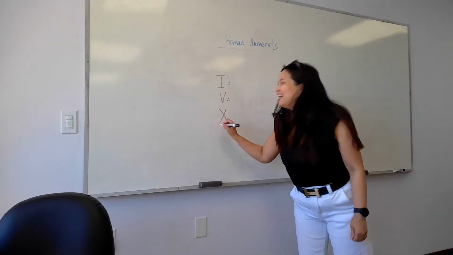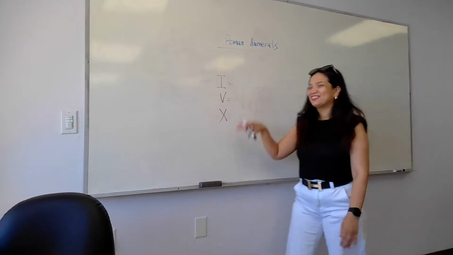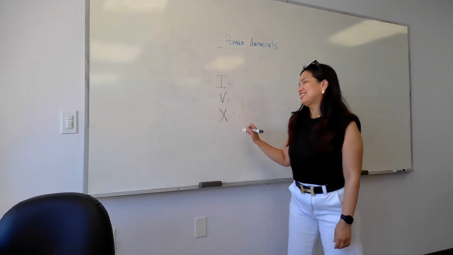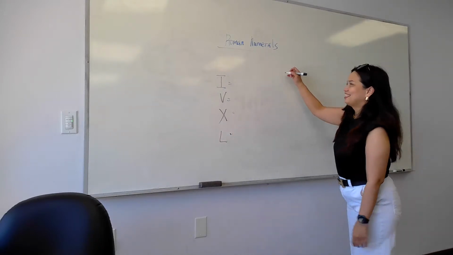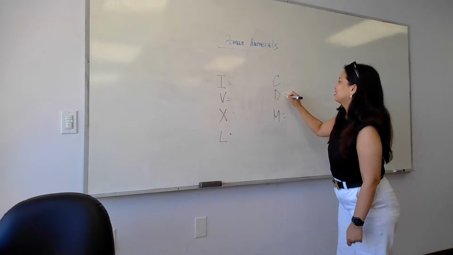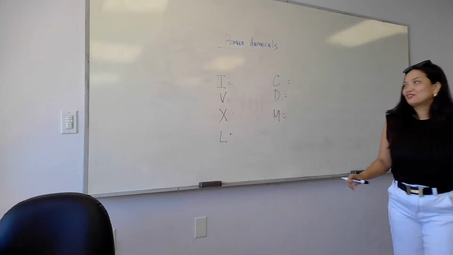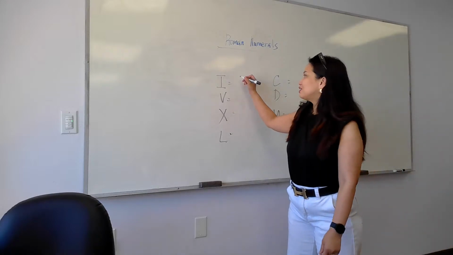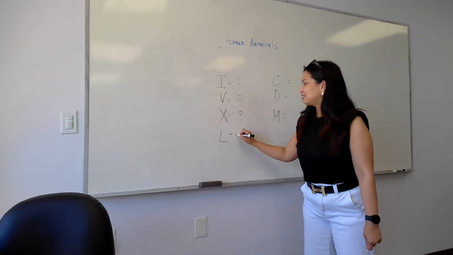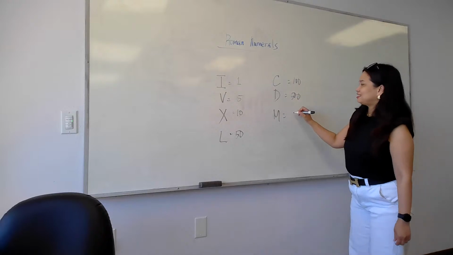X. You guys are all over the place. I'm trying to do it in order. Okay. I, V, X. What's next? L. C. D. Okay. Let's do the equivalents first. I is equivalent to 1, V is 5, X is 10, L is 50, C is 100, D is 500, M is 1,000.